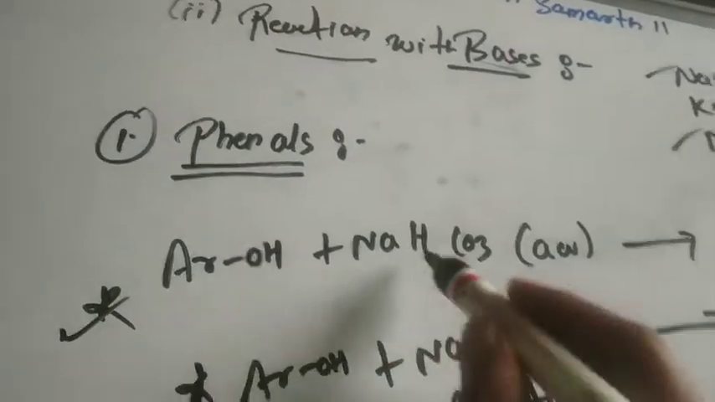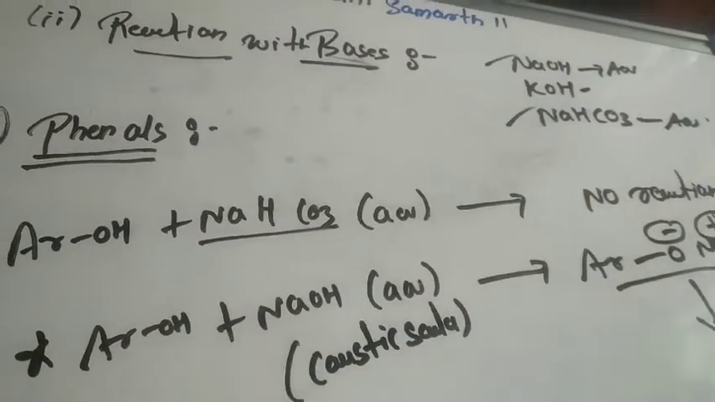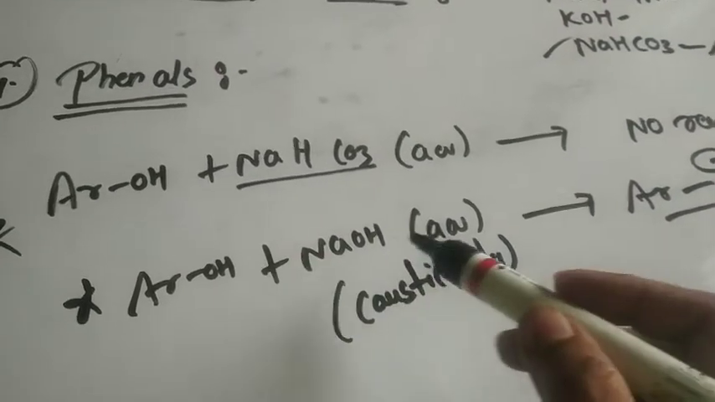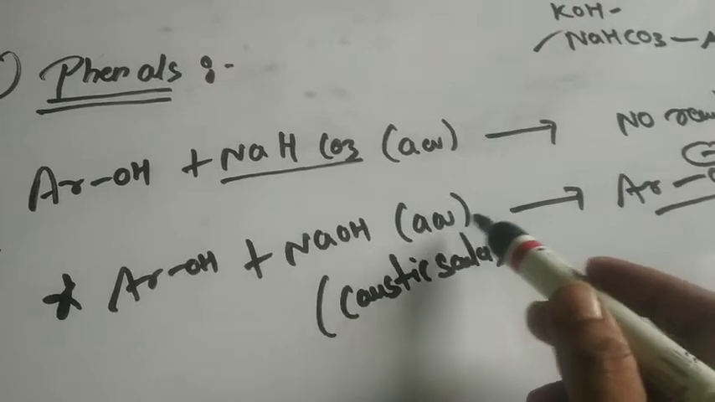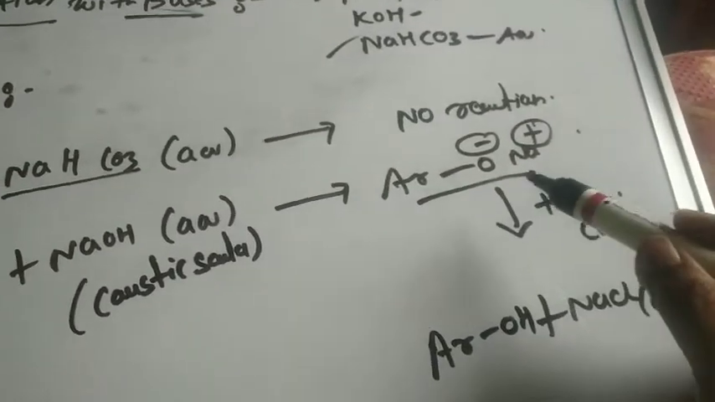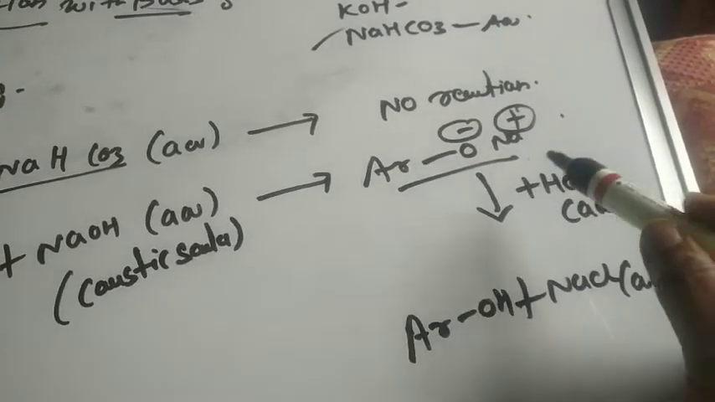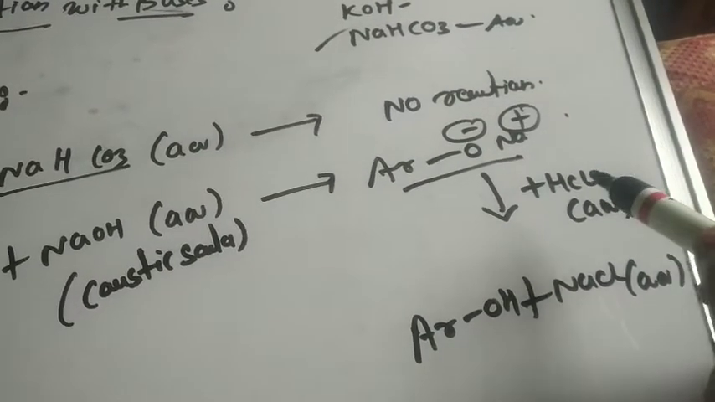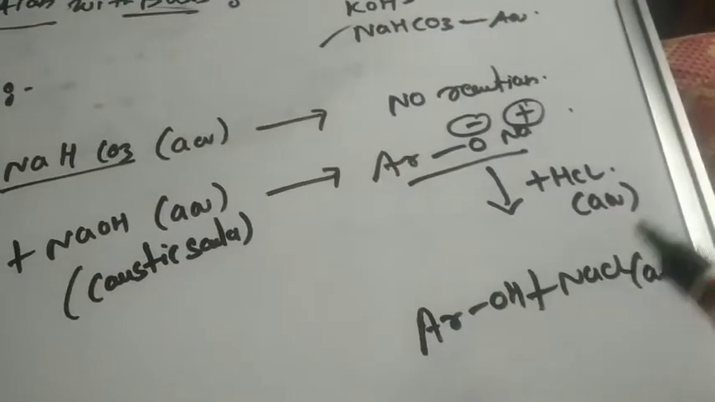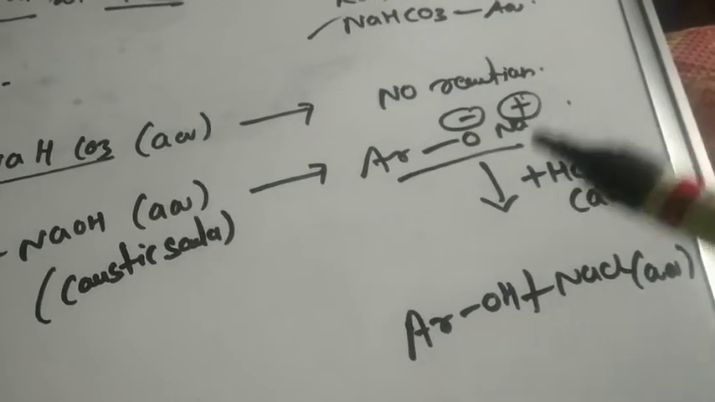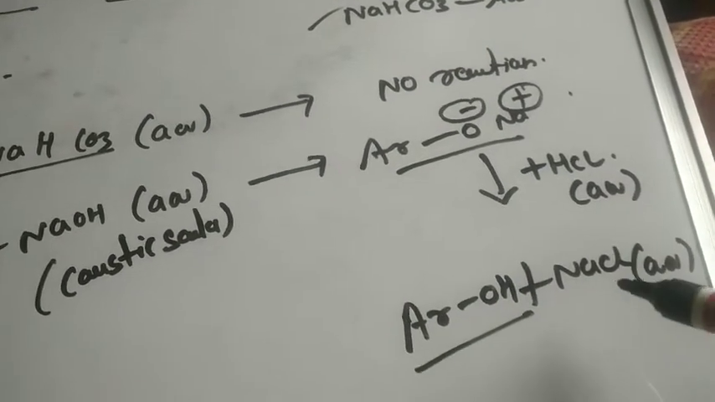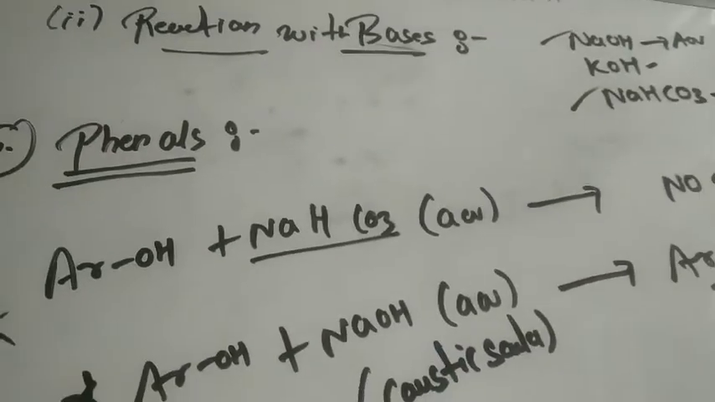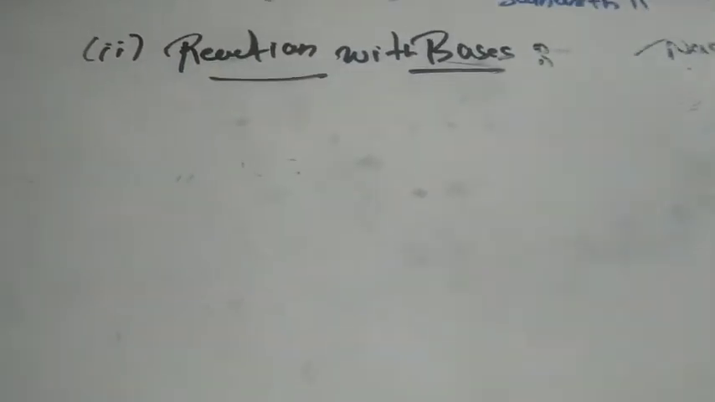See, in the first case with the NaHCO3, it will give no reaction. But in the second case, ArOH reacts with aqueous NaOH, that will get converted into sodium phenoxide, and this sodium phenoxide, when treated with the aqueous HCl, will get regenerated. Regenerated means it will occur again. So ArOH will be formed again and NaCl will be given out. So this is the reaction with the phenol.